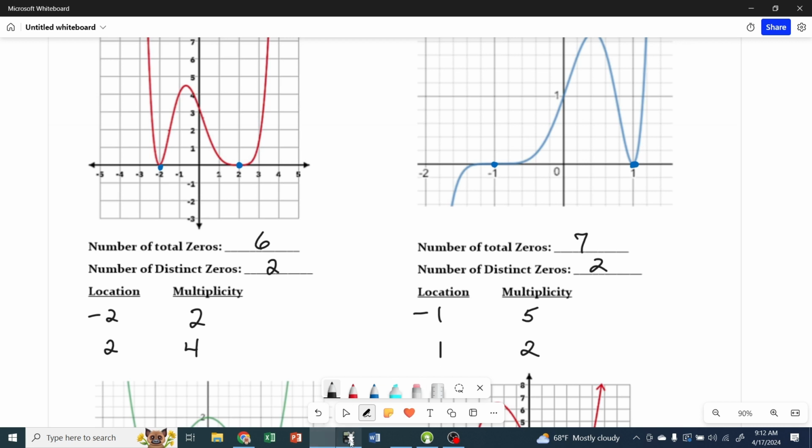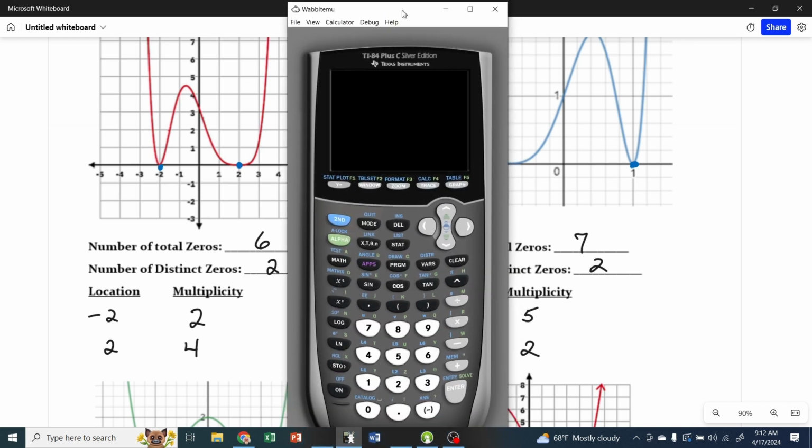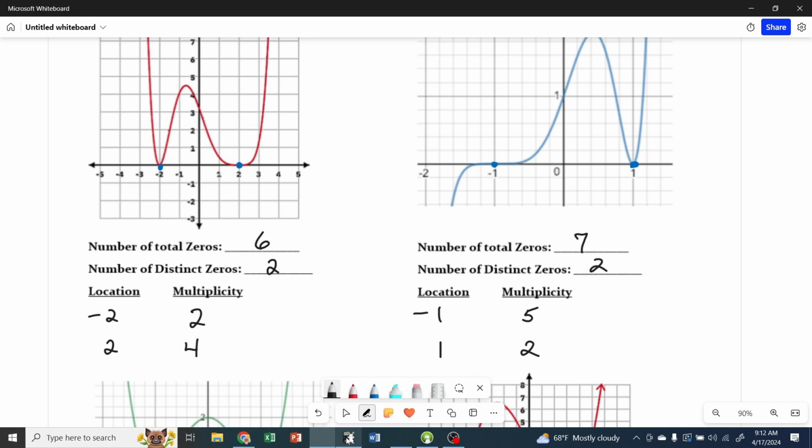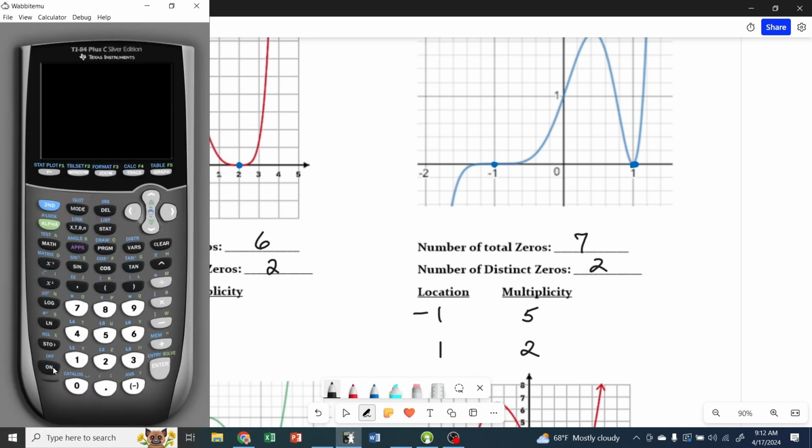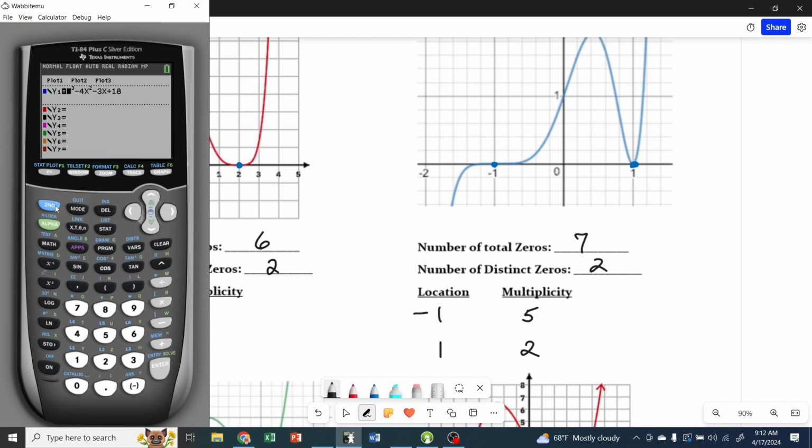And the kind of neat thing we can do is take your graphing calculator and build this function without even knowing anything other than this. I can say, all right, if the zero is negative 1, this is x plus 1, and I'm going to make it go up to the 5th power. And my other zero is x minus 1, right? And I'm going to square that.